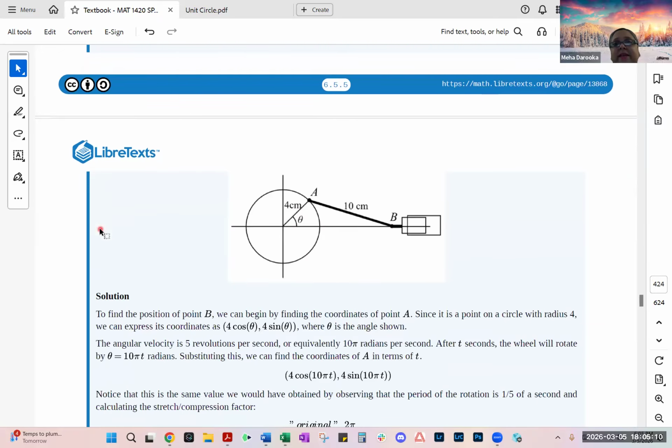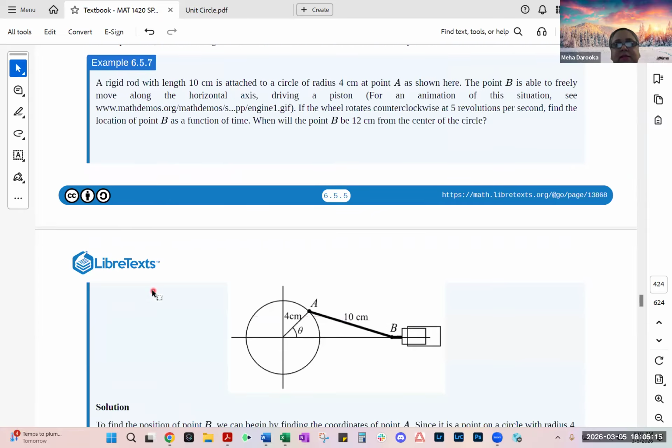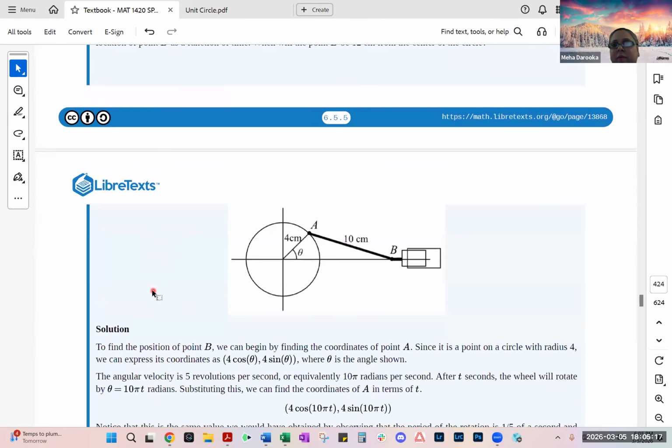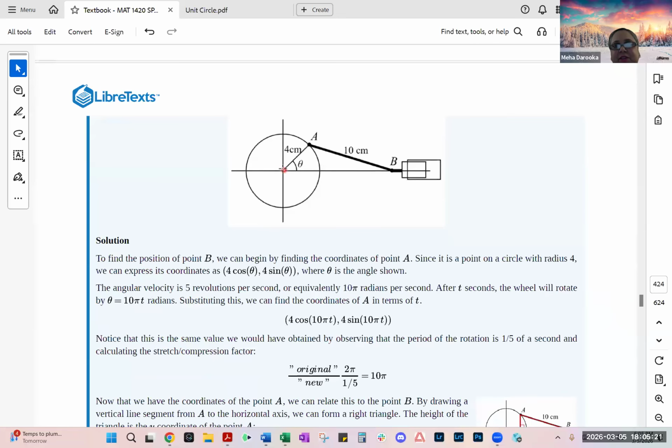As they told us, this will be a little bit more of a complicated situation. So let's see how we can go about figuring out that total distance. Basically, from the center of the circle to point B, we want to know when this distance here will be 12 centimeters long.